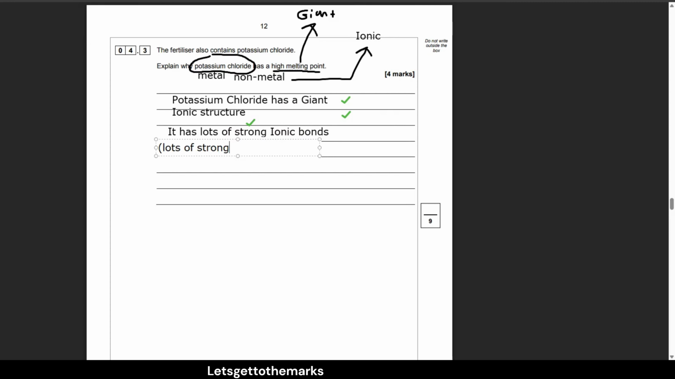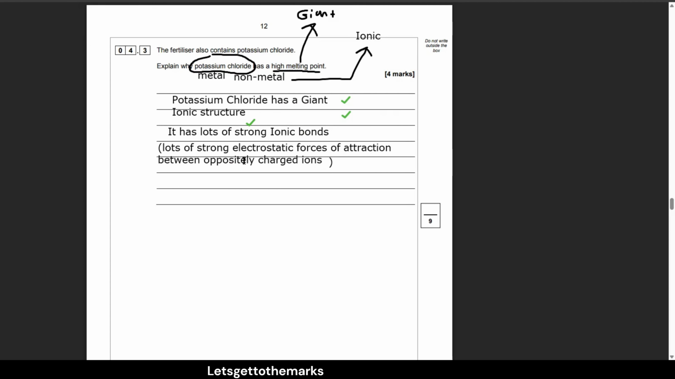So when I said lots of strong ionic bonds, instead of ionic bonds, I'm going to say lots of strong electrostatic forces of attraction between oppositely charged ions. Don't look at the typing in there. Okay, lots of strong electrostatic forces of attraction between oppositely charged ions. Sometimes they'll just let you say strong ionic bonds. Sometimes you need to say lots of strong electrostatic forces of attraction between oppositely charged ions.